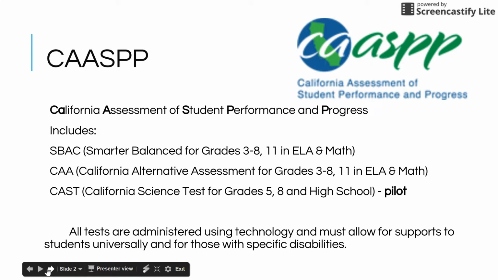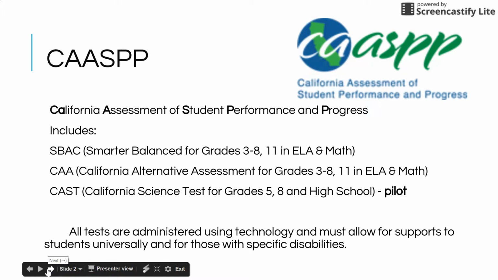As you know, CAASPP stands for California Assessment of Student Performance and Progress and includes not only the SBAC assessment, but also the California Alternative Assessment, and beginning this year, the CAST assessment, which is the California Science Test that will be piloted in grades 5, 8, and high school.